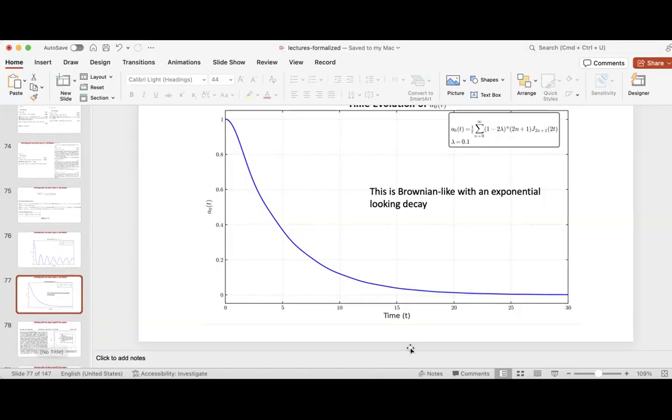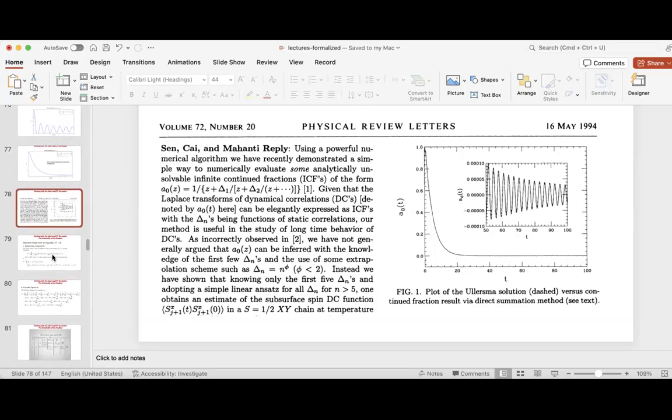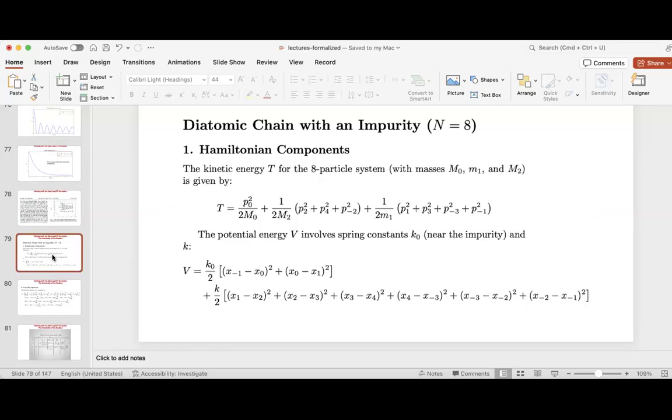And just to remind you what is going on here, if you look at it with great precision, then you actually see a decay like this, which is very far from an exponential decay. And this was the discussion that I had, I think, about a week ago.